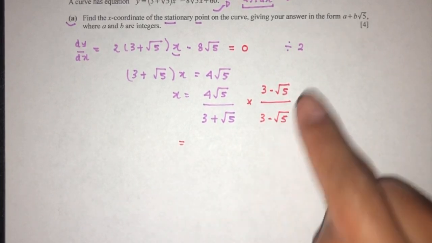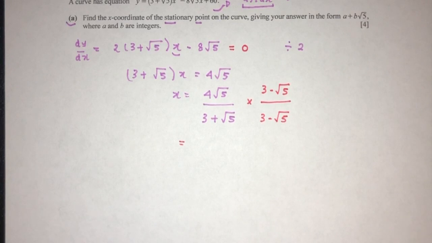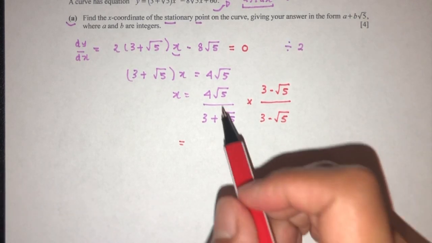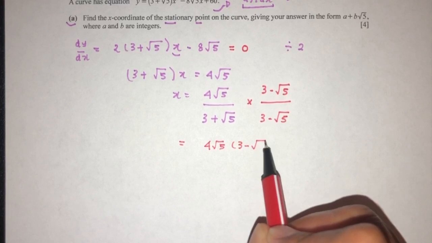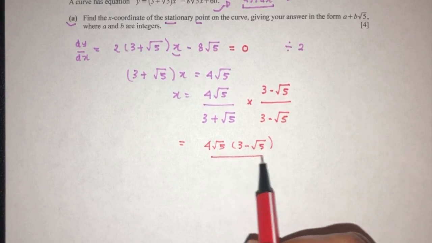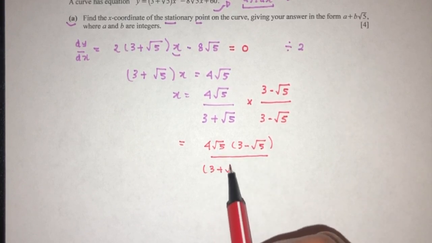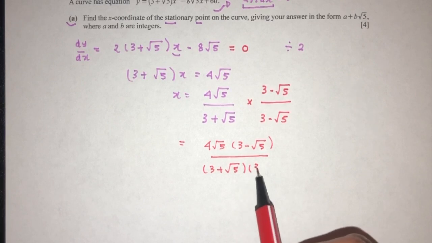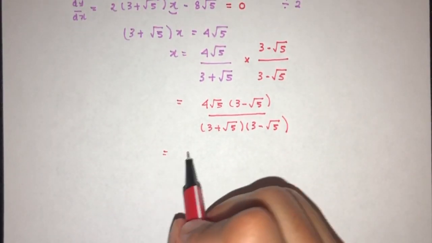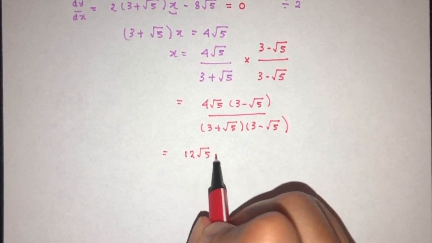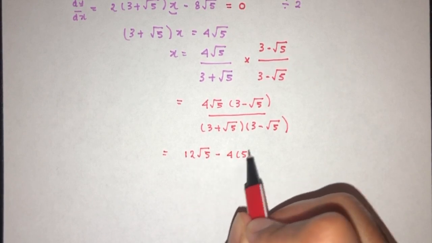Now, why we multiply both sides is because we don't want to change the expression. That's why we have to multiply on both sides. Okay, so step by step, that will become 4 root 5 (3 minus root 5), and that will be (3 plus root 5)(3 minus root 5), 12 root 5 minus 4 times 5.